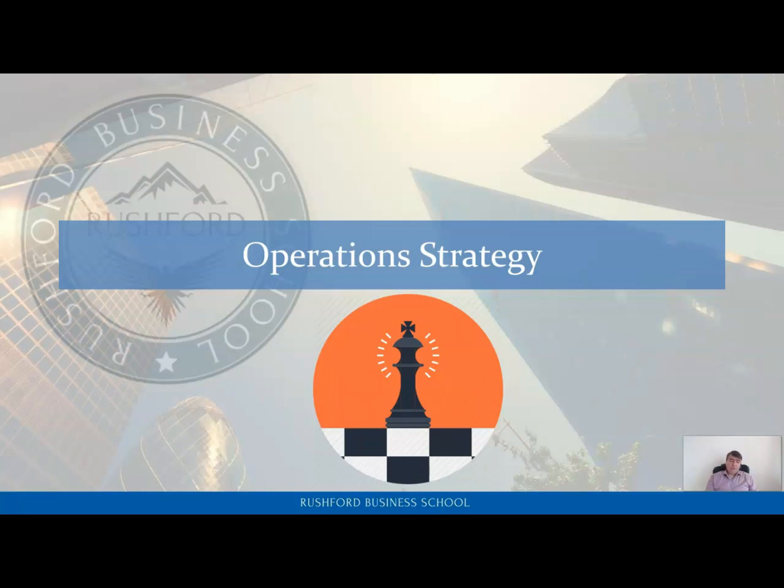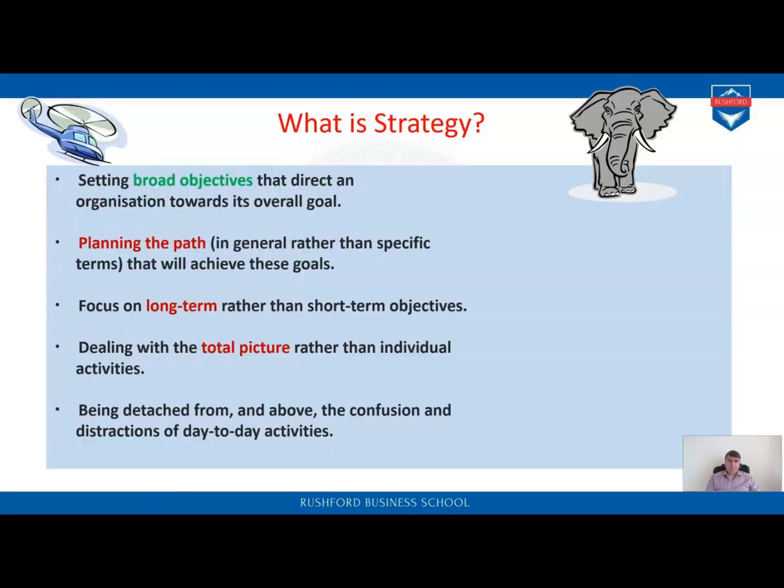The next topic I will be talking about is operations strategy. As you know, strategy is very important in operations, and we're going to go through and introduce different models and different things for operations strategy as well. What is strategy first? Setting broad objectives that direct the organization towards its overall goal. We call it helicopter view. You need to go up above your company and then see what you can see.